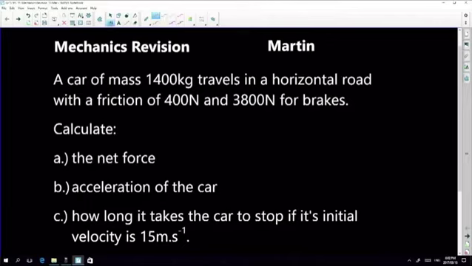So some important information here. We've got mass, we've got a couple of forces, and they want net force, acceleration, and then how long it takes the car to stop. Be careful with question C. It is a little bit of grade 10 equations of motion, but there's nothing to say that you can't have horizontal equations of motion in grade 12. Martin, nice question. It's deceptively simple, so hopefully you guys will all be okay. While you guys are thinking about that, let's move on to the next question.